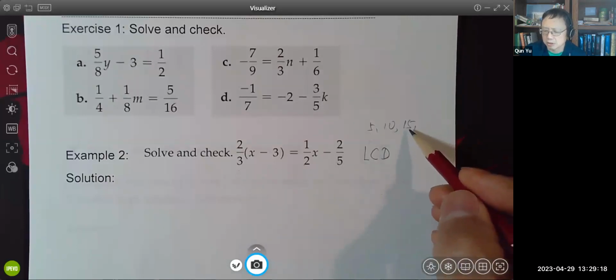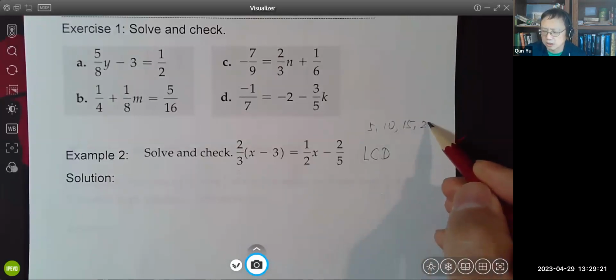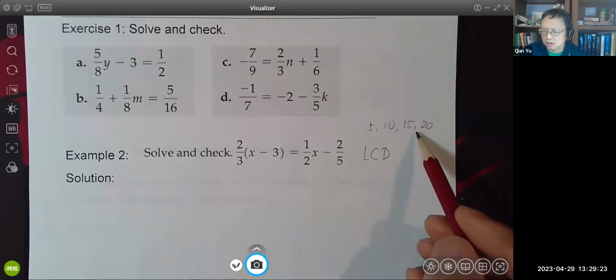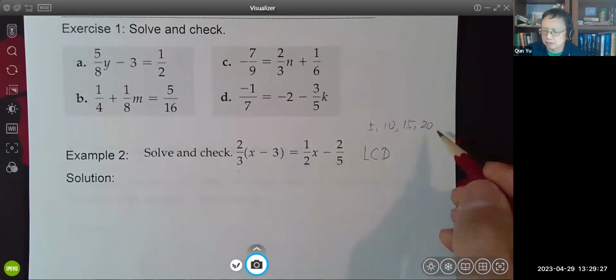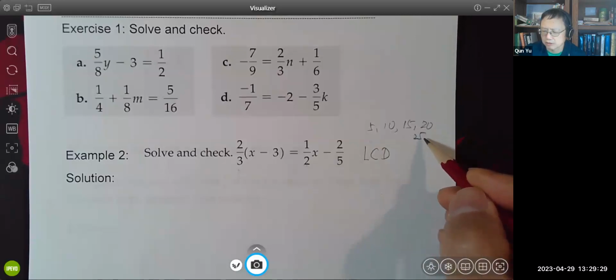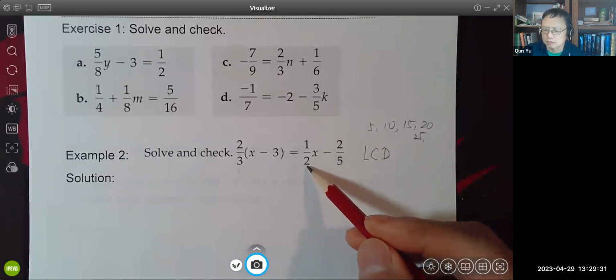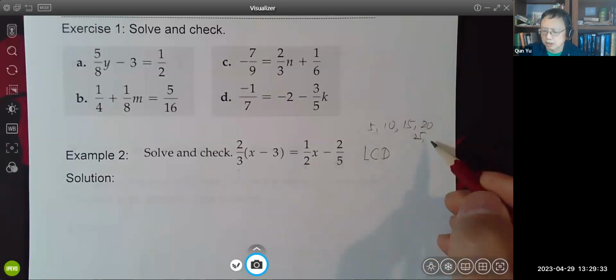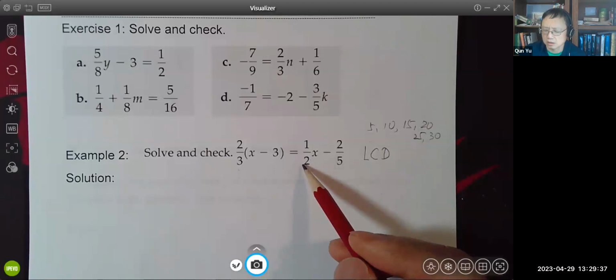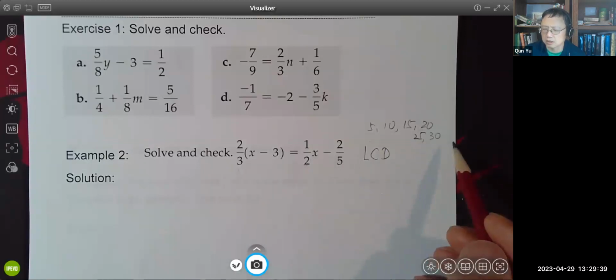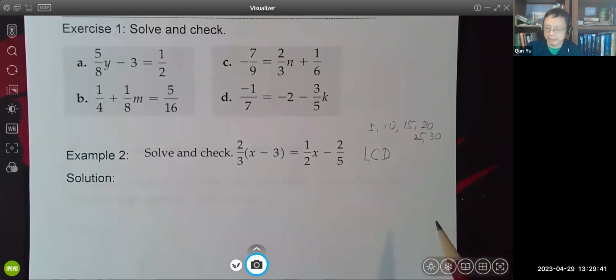Now the next multiple of 5 is 20. Now 20 is a multiple of 2, but it's not a multiple of 3. So the next one is 25. So 25 doesn't work for 2. So the next one is 30. Guess what? 30 is a multiple of 2, and 30 is a multiple of 3. So 30 is our LCD.